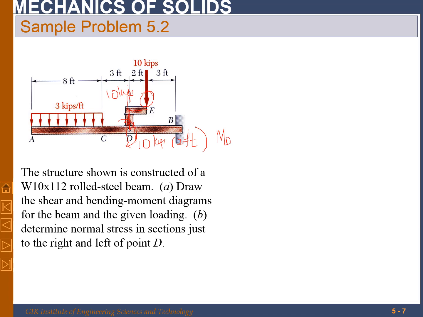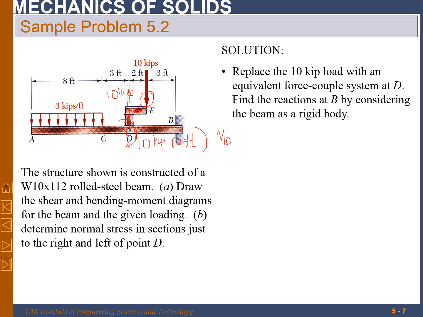Okay, how to approach this problem? So again, we replace the 10 kilopound load with the equivalent force-couple system at D. Find the reaction at B by considering the beam as a rigid body. So at this B, we will have one reaction force and one bending moment.